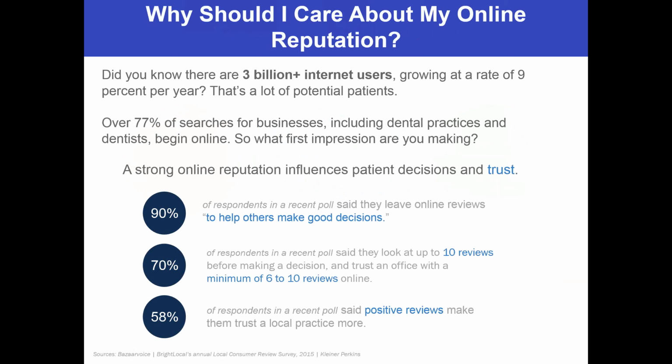Online reputation, talking about reviews and the way in which your business is reflected online, has a lot to do with how patients are going to make the decision and also how much they're going to trust that business, okay? There's a couple different stats in here.